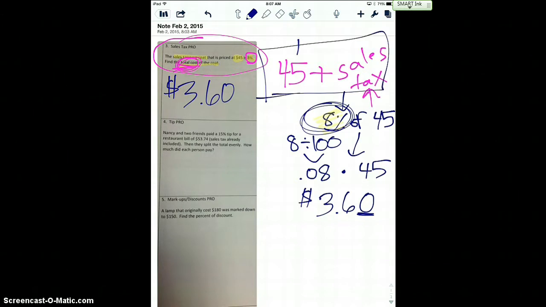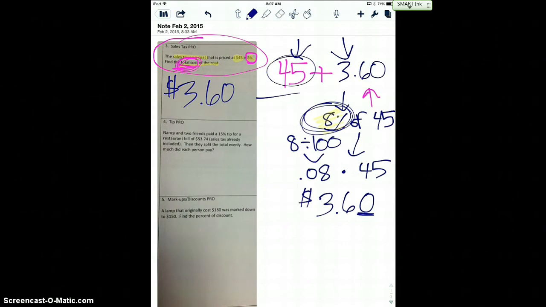Because look at what we wrote first. The price of the jacket is $45 plus the sales tax. So now I'm going to add $3.60 to what the coat already costs, $45. And when I add those together, the price of my coat will not be $45, it'll be $48.60.